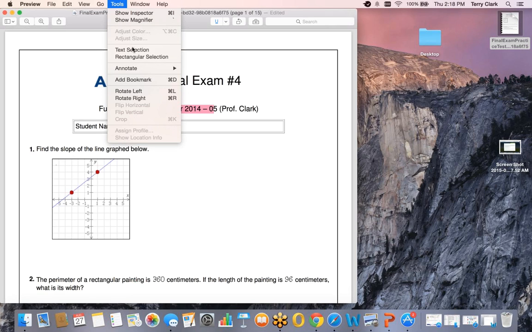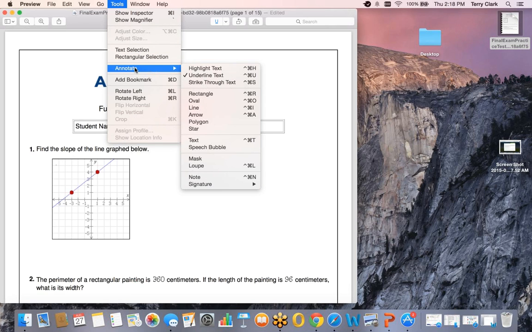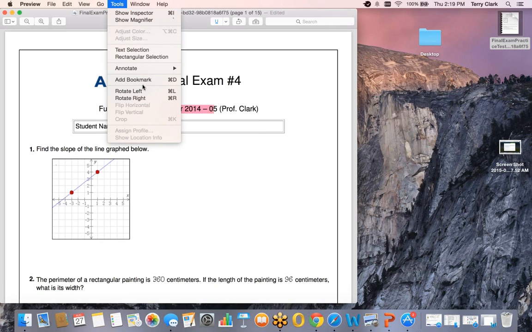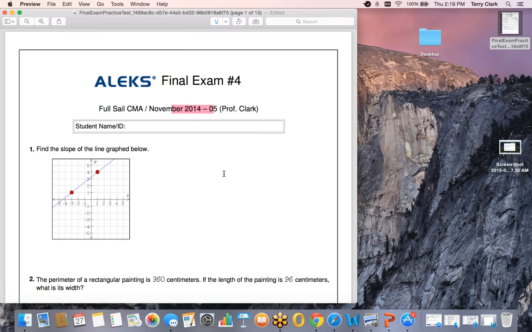You know, I'm trying to see text selection. No, no. Okay, I'll have to figure that out some other time.